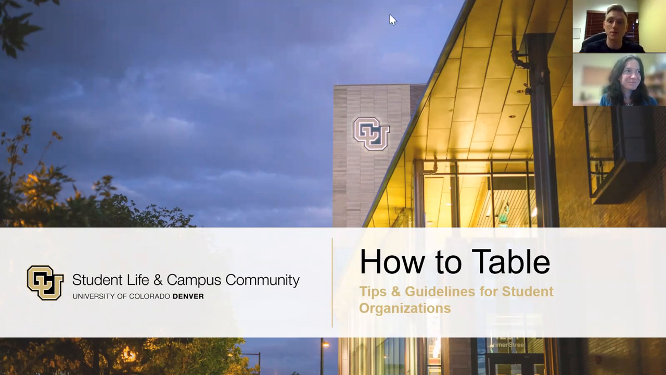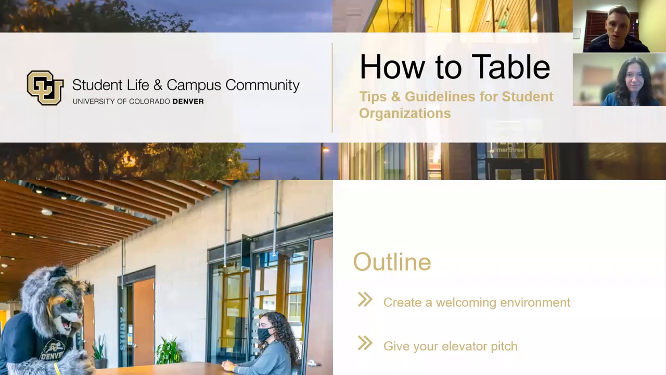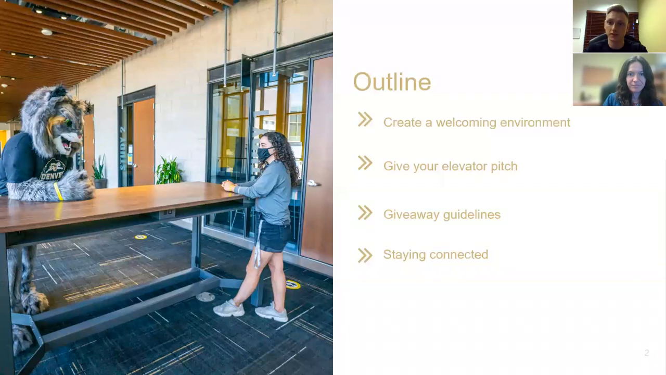And today we're here to talk about how to table on campus. So the outline for the discussion today will be talking about creating a welcoming environment, how to give your elevator pitch, giveaway guidelines, and staying connected to the potential new members for your organization.